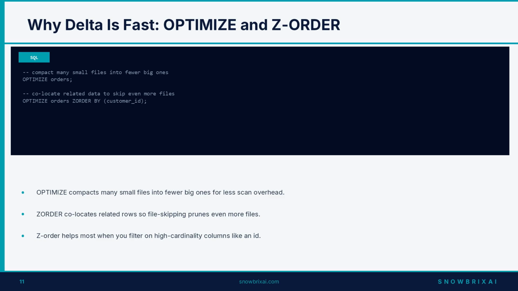First, OPTIMIZE orders. It compacts many small files into fewer big ones. Fewer files means less overhead per query. Second, OPTIMIZE orders ZORDER BY customer_id. Z-order collocates related rows together, so even more files get skipped.